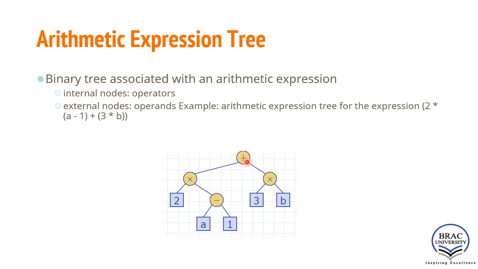where this one is the root node, this one is the left child, this one the right child. Actually this is the left subtree, this is the right subtree. But the main characteristic of an arithmetic expression tree is that operators can only be the internal nodes and operands will be only the external nodes.